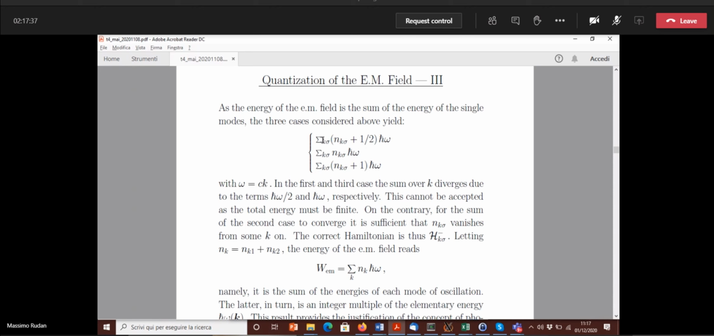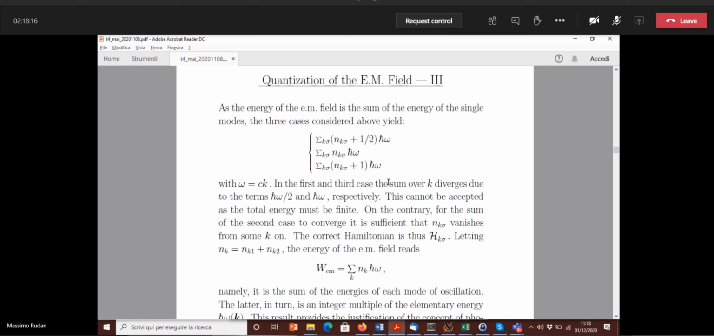When you add over all components of k, when the indices of this sum increase, the modulus of k obviously increases, okay? Because you are adding up over all frequencies. So when the frequencies become higher and higher, then the modulus of k becomes higher and higher, omega becomes higher and higher, and these terms obviously diverge. So 1/2 h bar omega diverges, and also 1 times h bar omega diverges.